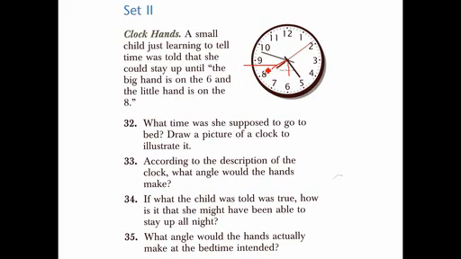Sorry about that, jumping out there again. What time was she supposed to go to bed? Draw a picture of the clock to illustrate it. I kind of did, but my picture isn't quite right. According to the description of the clock, what angle would the hands make if we did what they said right here? If what the child told was true, how is it she might have been able to stay up all night?